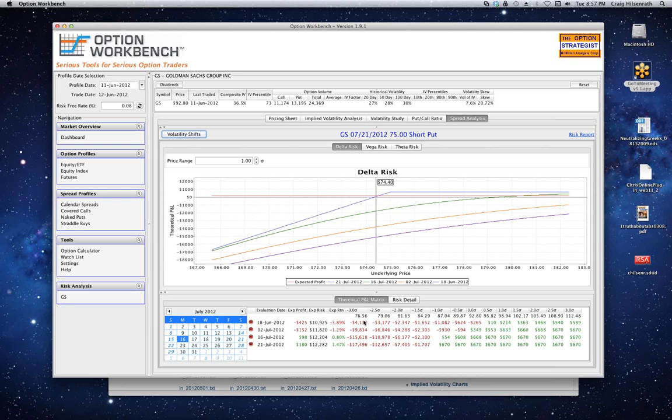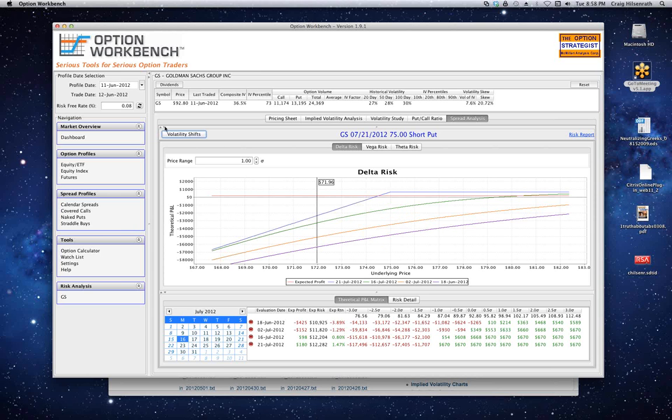But our expected risk is going to go up because the implied volatility goes up. If you don't have portfolio margining, the margin calculation that the broker is going to use is going to take into account the premium of the option to figure out how much they want to hold aside for your margin.